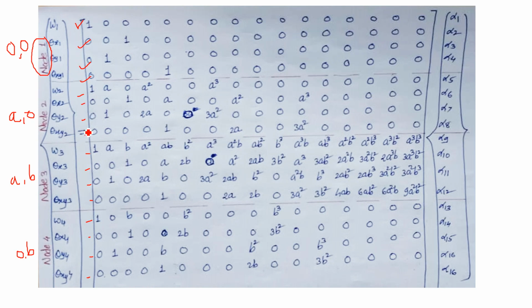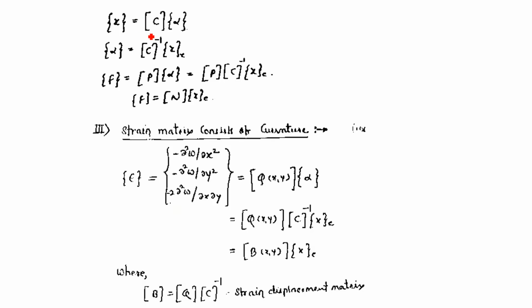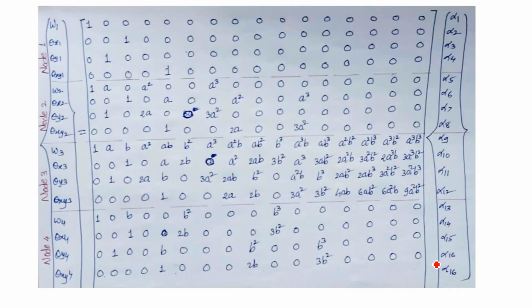So total rows become 16 and total columns become 16. This is a 16 by 16 matrix, which is called the connectivity matrix and represented as C. This matrix is called the alpha matrix, this is the C matrix, and this is the vector of nodal displacement, XC. So this is XC, this is C, and this is alpha.